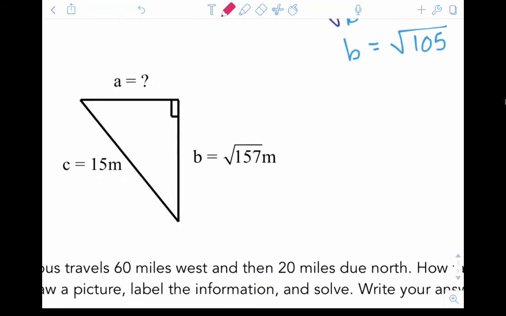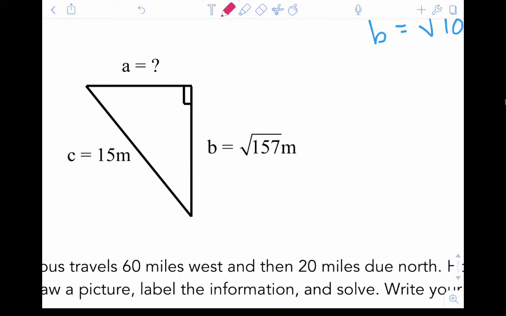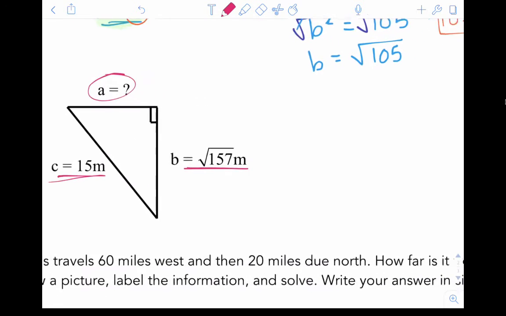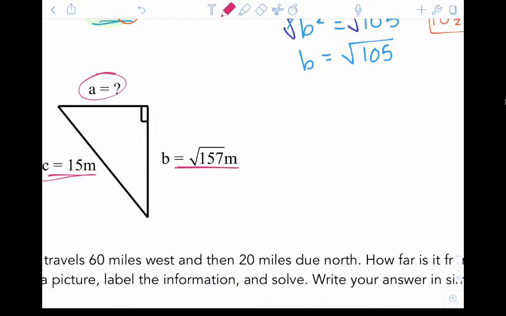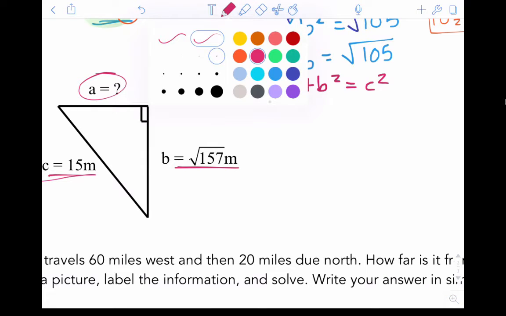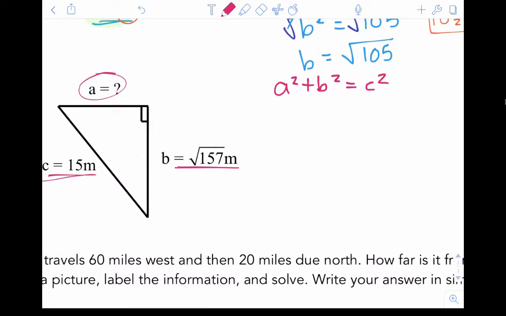All right, so this triangle, I don't know my a, I know my b, and then I know my c. So I need to first write out my Pythagorean theorem. I have a squared plus b squared equals c squared. I need to now substitute in my numbers. I don't know a, so I'm leaving this as a squared. My b is square root of 157.